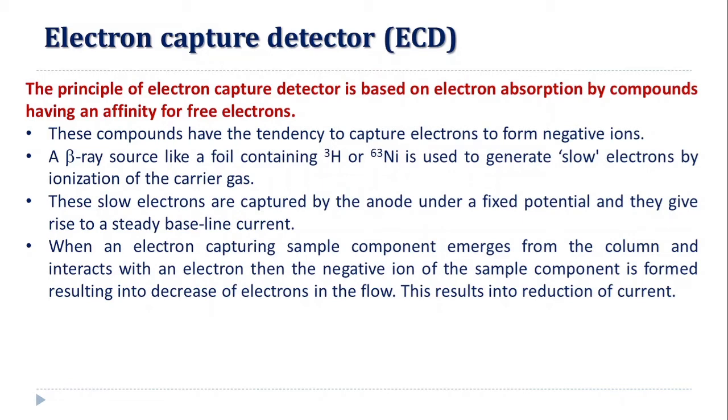But as soon as these sample components are coming from the column, what will happen? They absorb these electrons and form the negative ions. So the amount of electrons will get decreased. So what will happen? It results in a reduction of current. So current also will get decreased. So this is the working of this electron capture detector.